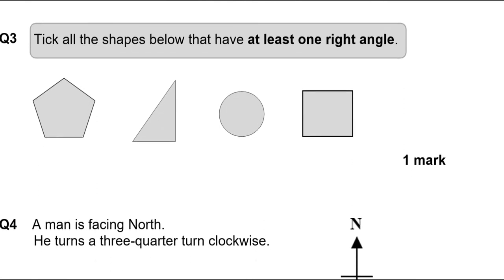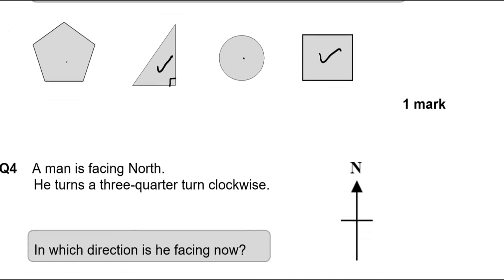Question 3. Tick all the shapes below that have at least one right angle. Looking at this pentagram, doesn't have a right angle. This triangle does, as you can see it here. Circle doesn't, and we've got here a square or rectangle which also has 4 right angles, so at least one it does. So these 2 shapes should be ticked.